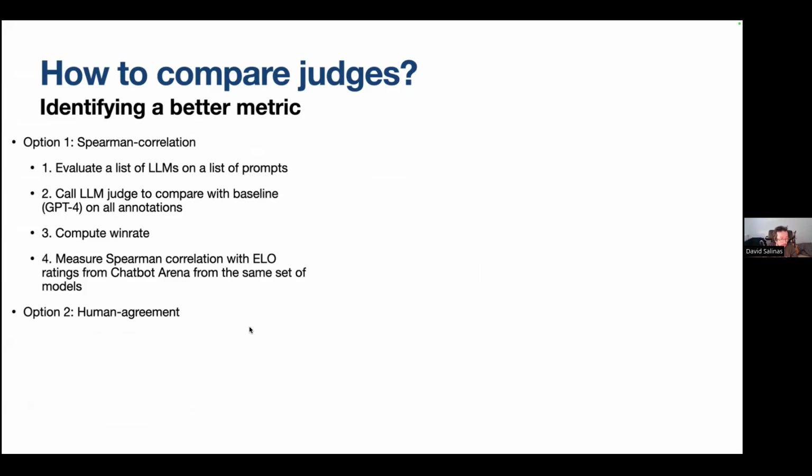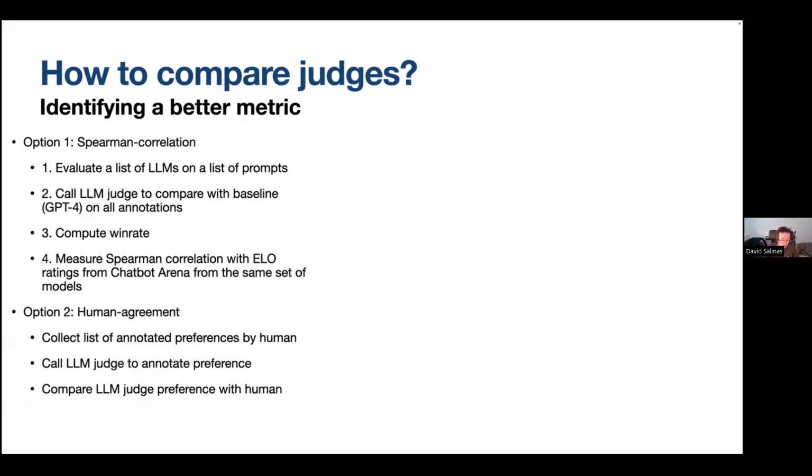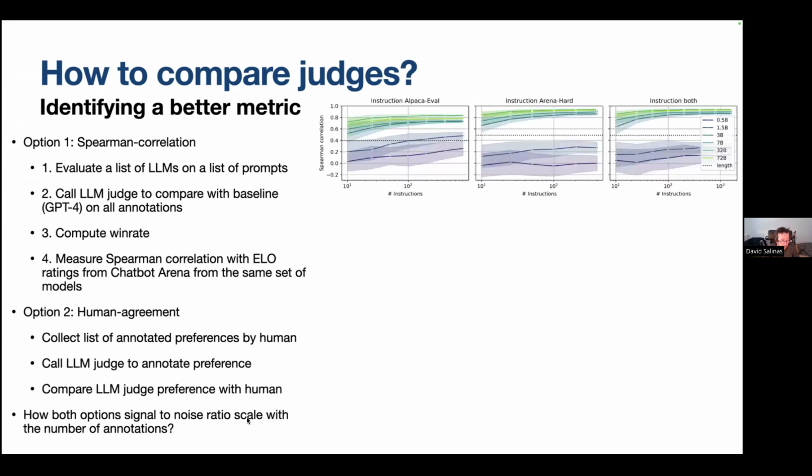That's option 1. Option 2 is much simpler: just human agreement. So you pick a list of battles, a list of triplets where you have an instruction, the output of model 1, the output of model 2, and the preference of the human. Then you just call the LLM as a judge on this, and you compare with the human label. That's pretty straightforward. So both options are technically valid, but they do different things.